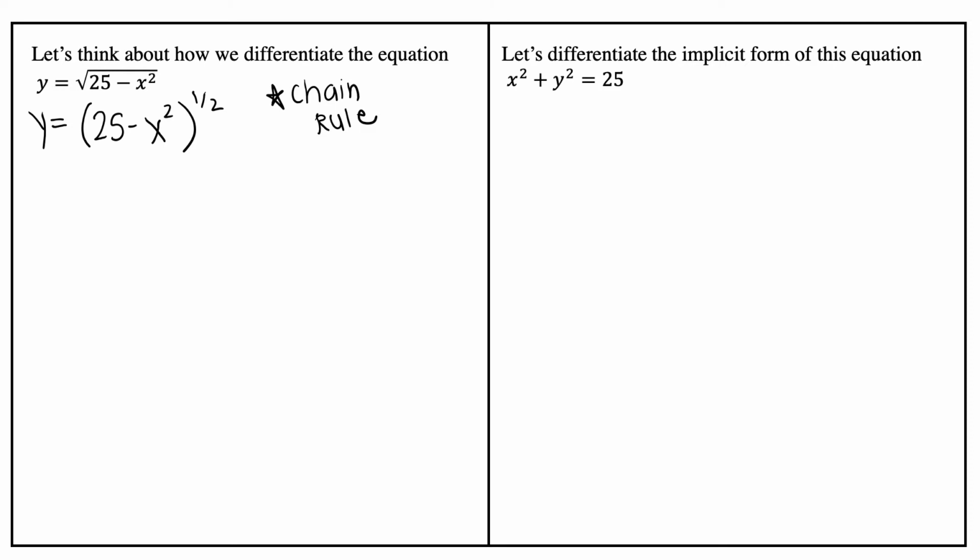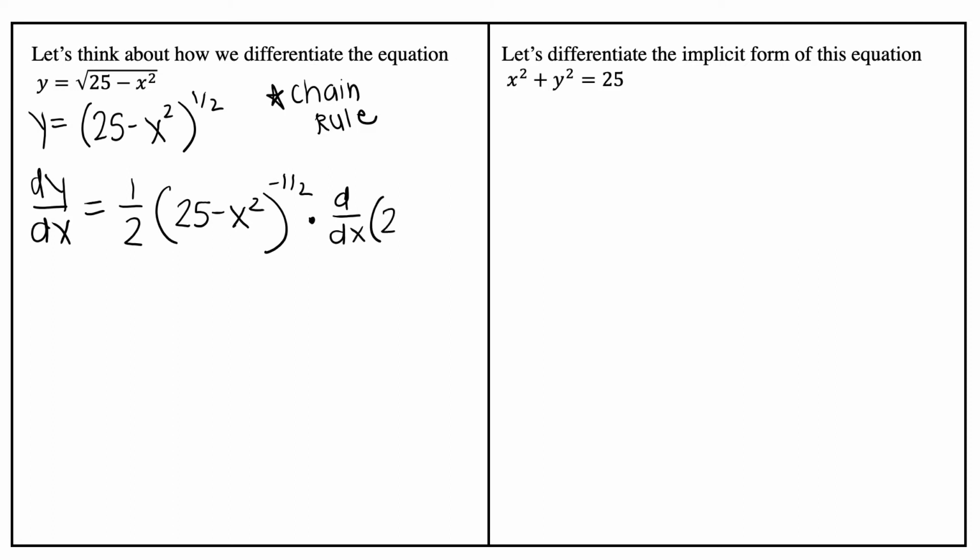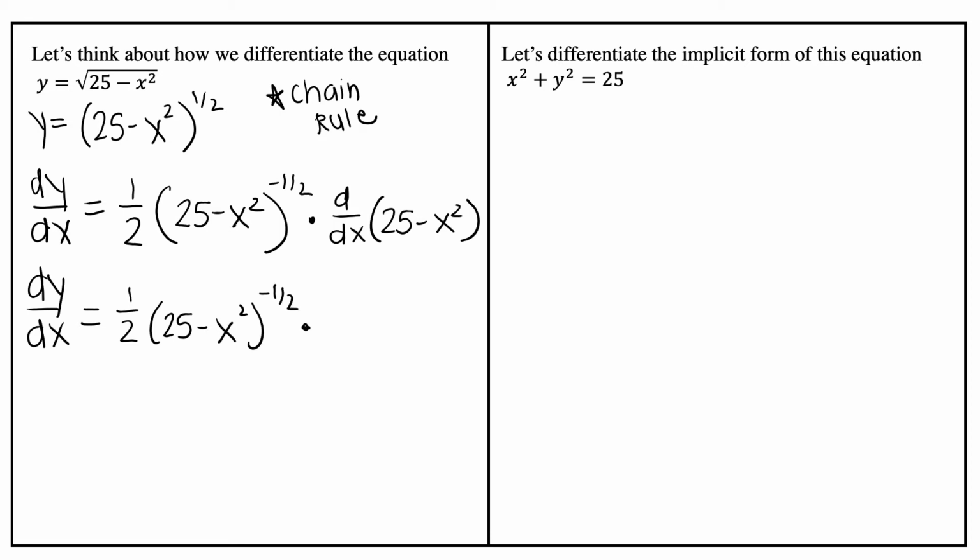When we go to take the derivative, we're going to take the derivative as dy dx, the derivative of y with respect to x. Using the chain rule, we're going to bring our 1/2 down, take our exponent to the 1 less power, which would be the negative 1/2, and then leave our inside the same. Then multiply by the derivative d dx of the inside function, 25 minus x squared. Now we can actually go ahead and take that derivative of the inside function, so our dy dx is equal to, I'm going to leave this first part the same, 1/2 times 25 minus x squared to the negative 1/2 power. And now when I go to take the derivative of 25, that's a constant, just goes to 0.